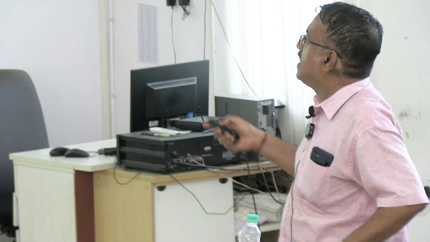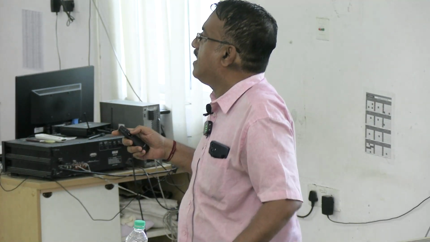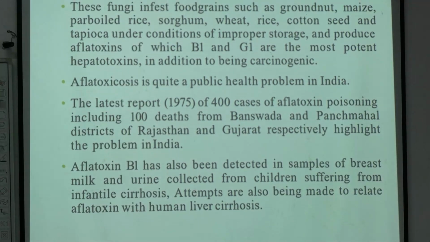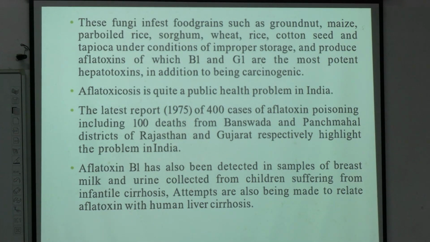So this affects food grains under conditions of improper storage, and as recently as after 1975 there have been a few deaths. This is an old figure, and it can also cause infantile cirrhosis. So they are saying that it can cause infantile cirrhosis, but most probably it causes liver problems.